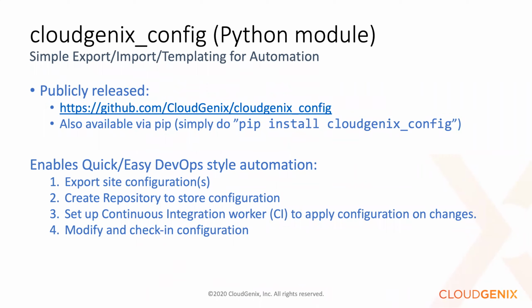And then the CloudGenix Config utility. This is what's going to allow us to have a simple export, import, and then do our templating. Again, you can go out and get this on GitHub or install it through pip. This is going to allow us quick and easy DevOps style automation for exporting site configurations, creating a repository to store configuration, which helps us set up a continuous integration worker to apply these changes, and then modify and check in those configurations.